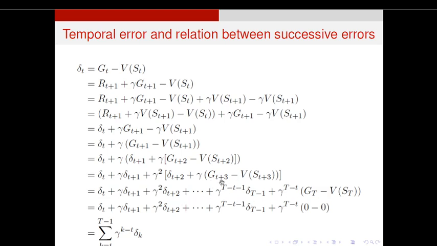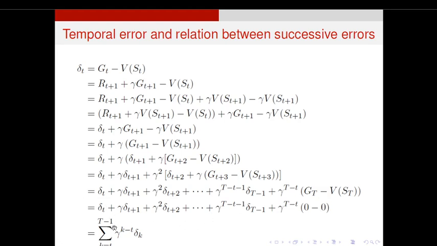At last, the state index increases and reaches capital T. The end terminal value is 0, and so definitely the return from the end state is 0. So 0 minus 0, G_T minus V of S_T is 0. So the last term, gamma raised to capital T minus t, becomes 0. The remaining expression is a power series in gamma.